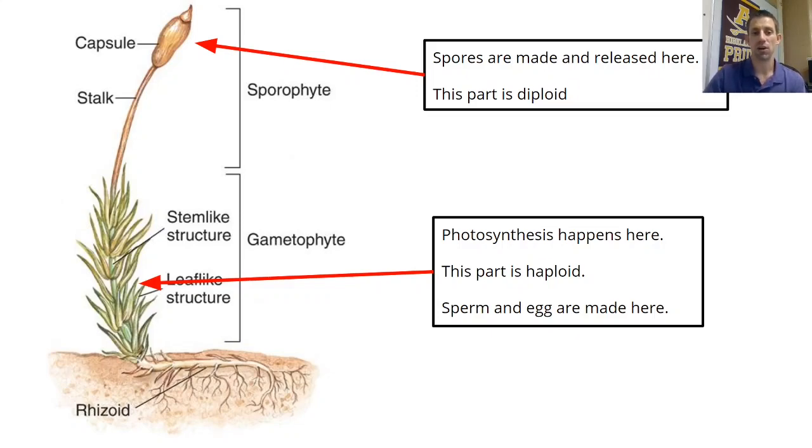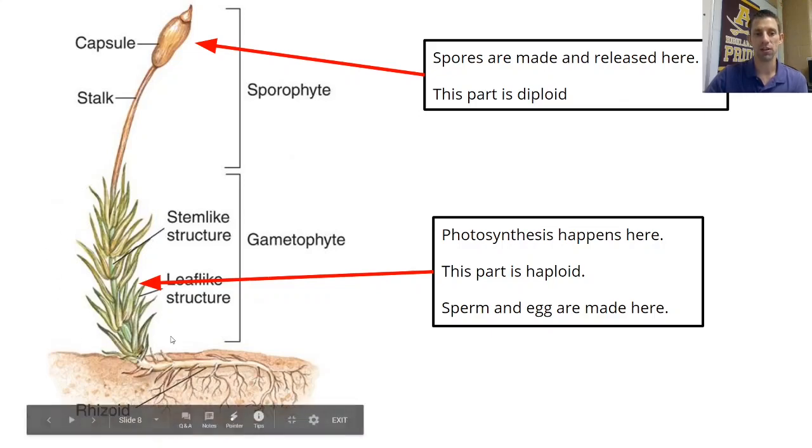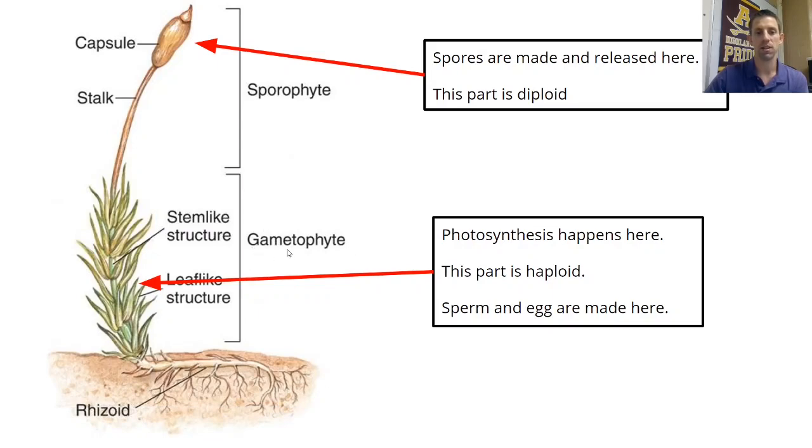What's interesting, though, is that they have a whole body part that is haploid and a separate body part that is diploid. The whole portion up here, which includes the capsule and the stalk, which we call the sporophyte, is all diploid. And then all of the green portion down here is the haploid portion, or what we call the gametophyte. Now this section here is where photosynthesis will take place. Also, sperm and eggs are made here in this portion of the plant. These plants do reproduce sexually. The combination of sperm and egg come together to form spores, which then create the new individuals.